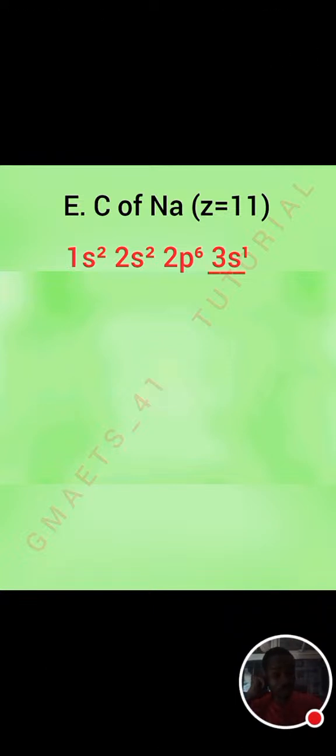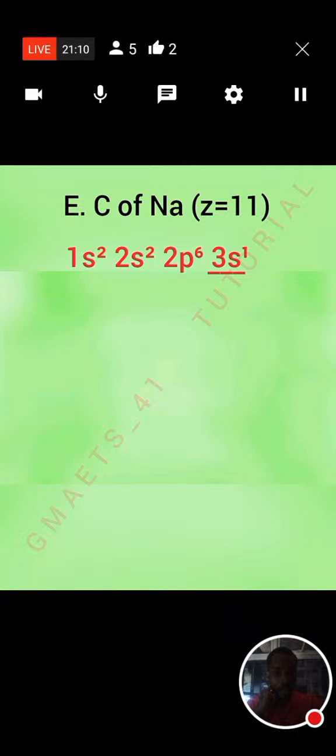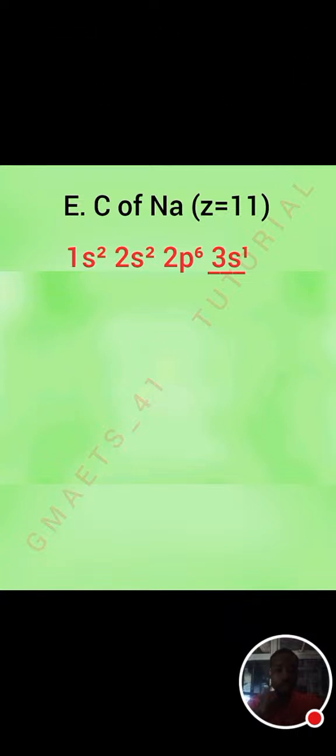So the question will now be, which block of the periodic table does sodium belong to? All you have to do is to look at the subshell that the last electron entered. You can see that the last electron entered the s orbital, that 3s1. I underlined it for you to see clearly. So that is the last subshell.